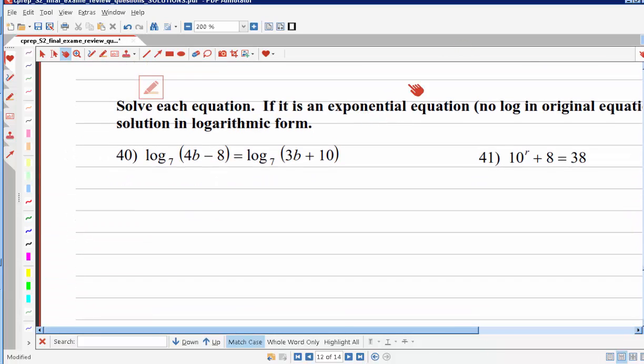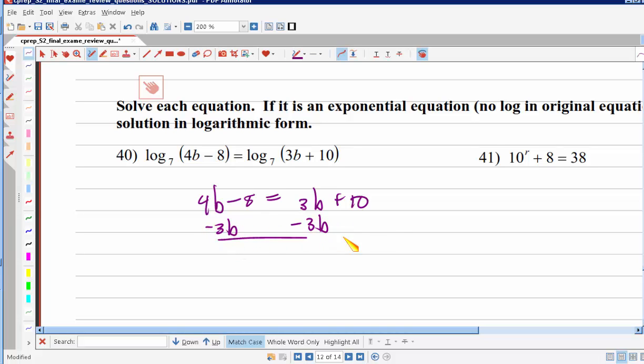Okay, solve the log equation. Okay, so this is log equals log. So all I do is equate the arguments and then solve. So I'm going to subtract 3b and add 8. Those drop out, and I get b equals 18. So you really don't need to do anything with logarithms at all other than equate their arguments.